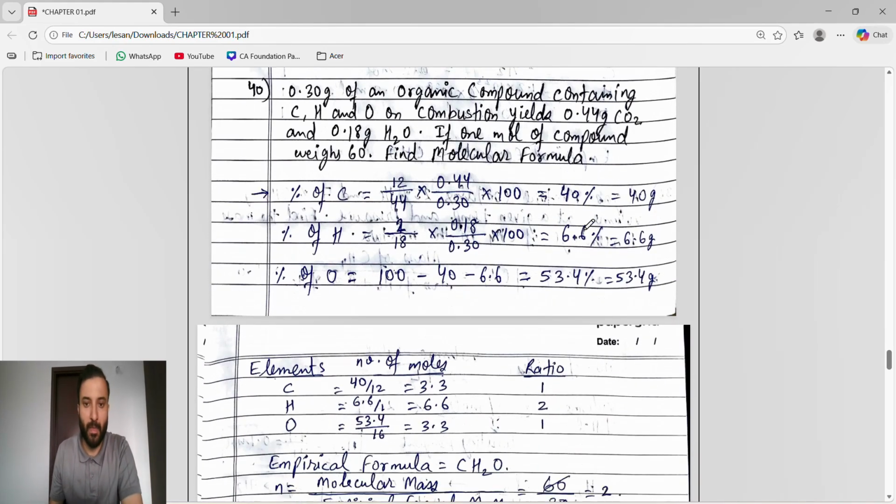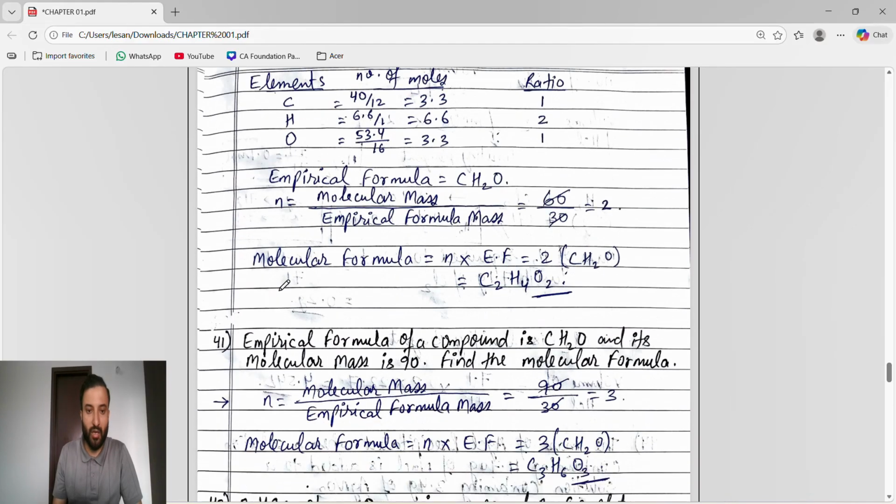Okay, 0.30 gram of an organic compound. We have an organic compound containing carbon, hydrogen and oxygen. On combustion it gives 0.44 gram carbon dioxide and 0.18 gram water. If 1 mole of the compound weighs 60, find the molecular formula. We know the formula: molecular formula is N into empirical formula.